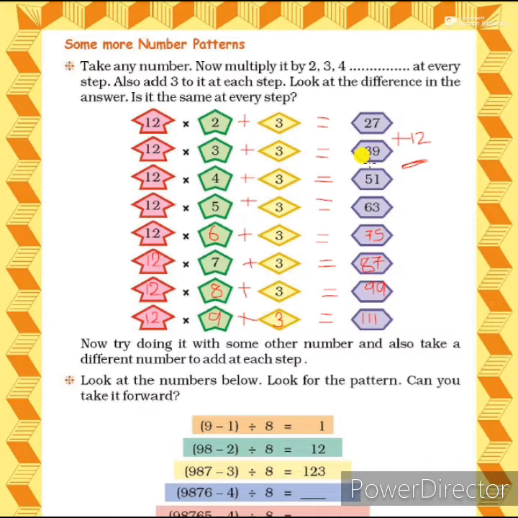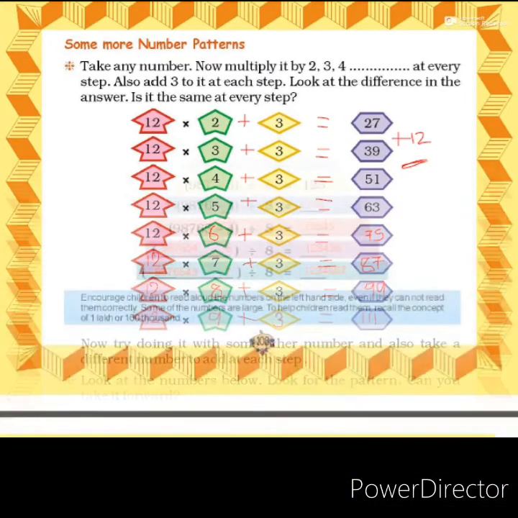Now you can take any number. Suppose instead of 12 you take 13, 14, 15, whatever it may be. In the answer you will get an increase by that number. If you are taking 13, in every step the number will increase by 13. If you are taking 15, the number will increase by 15 in each step. In this way we can make any pattern. Now we will move to the next question on this page.